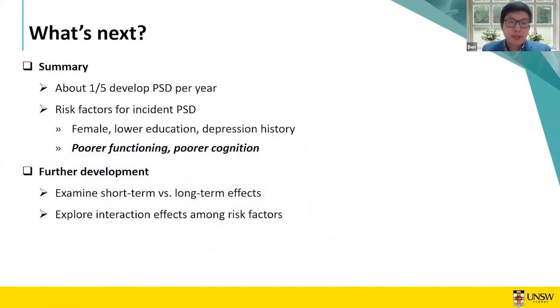So in summary, we find these are the significant and strong predictors of PSD across these different studies, including female sex, lower education, depression history, poor functioning, and poor cognition. These risk factors are consistent with the literature, but then confirmed in these analyses that they have unique effects on predicting incident PSD. Further development of these studies includes examining short-term versus long-term effects of these risk factors, as well as exploring the interactions among these different risk factors. Next, please.